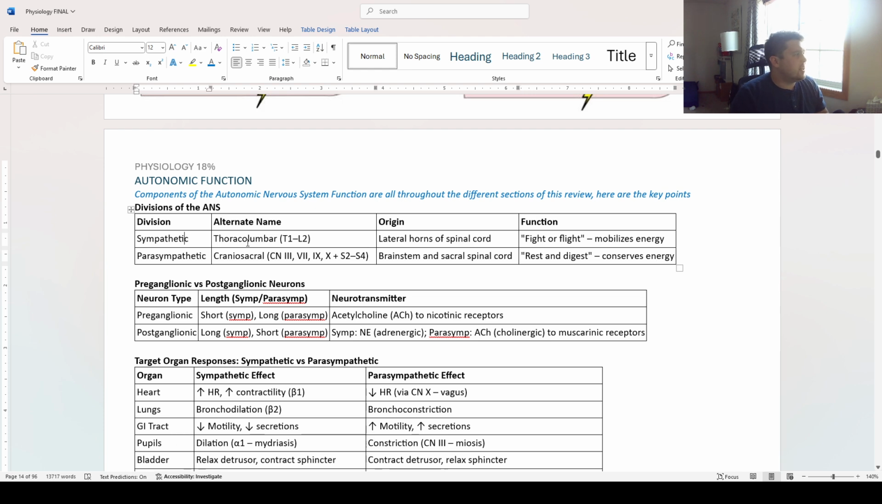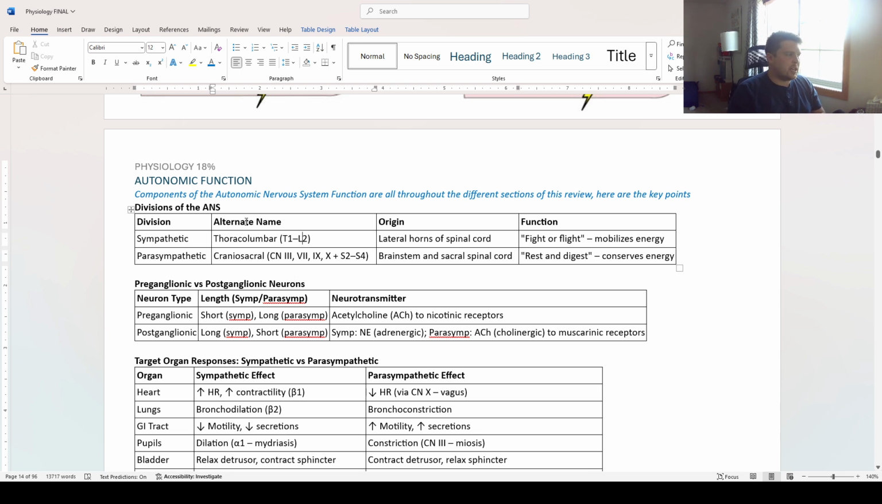Okay. The sympathetic nervous system is also known as the thoracolumbar nervous system or thoracolumbar area because of where it's located. It is between T1 and L2, specifically in the lateral horns of the spinal cord. All of those are potential test questions talking about where the sympathetic nervous system is located. It can be lateral horns of the spinal cord, the thoracolumbar, T1 to L2. Any of those are acceptable answers for where the sympathetic nervous system is located.